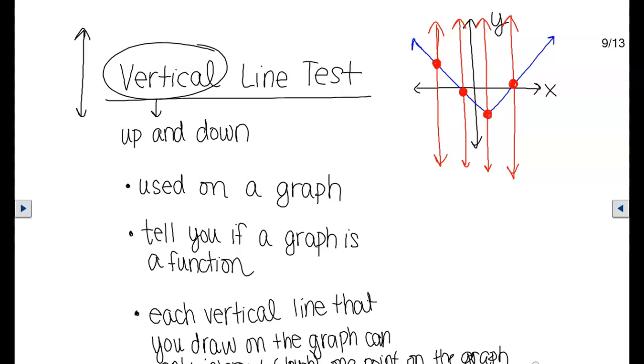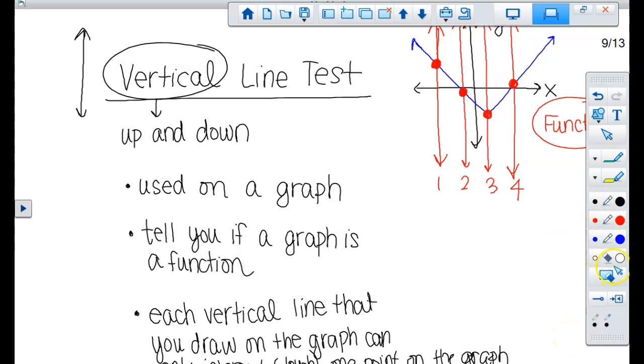So what I want you to notice is I've drawn 4 vertical lines. 1, 2, 3, 4. The first one I drew touched one point on the blue line. The second one I drew touched one point on the blue line. The third I drew touched one point. The fourth I drew touched one point. So each vertical line that I drew touches the graph at one point. So this is a function. That is a function.